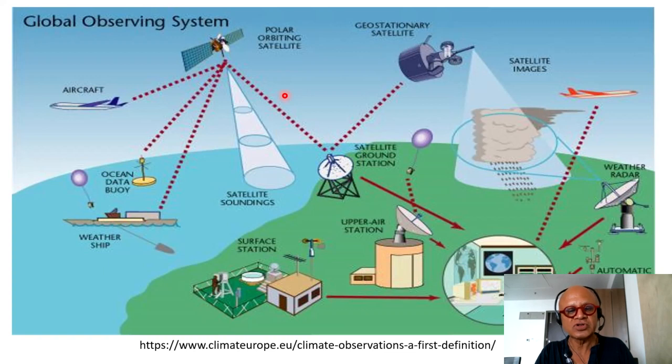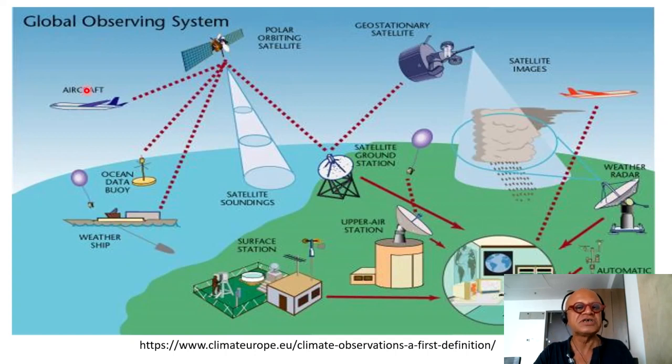But if you go and Google climate observations, you will get schematics like this. This is the Global Observing System. There is a program also called GEOSS, Global Earth Observing System of Systems, and so on. So climate observations and Earth system observations can be technically different, where climate observation can be just focused on physical and biogeochemical aspects, and Earth system can include humans, human activities, and so on.